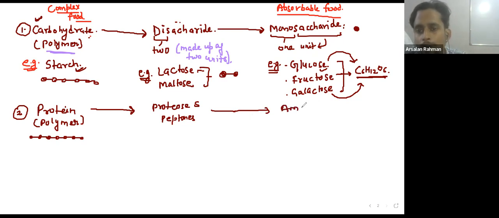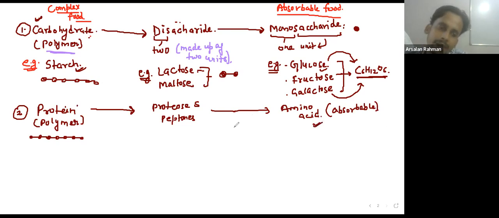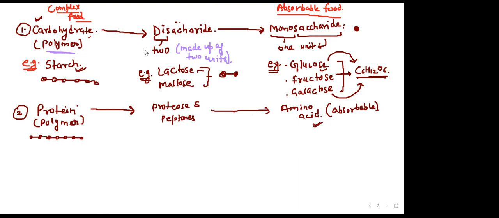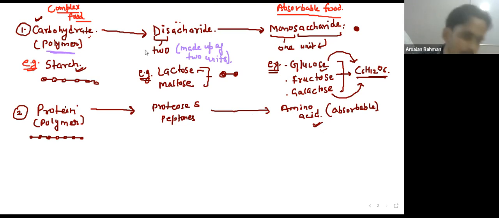So what is the absorbable form of protein? If someone asks you what is the absorbable form of protein, what will you say? The absorbable form of protein is what, beta? Amino acid. So we have to convert protein into amino acid. Do you get my point?